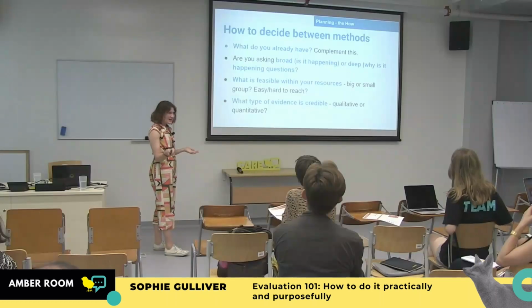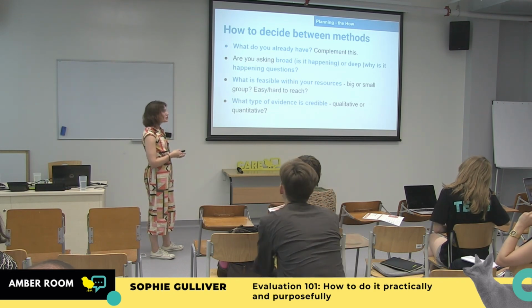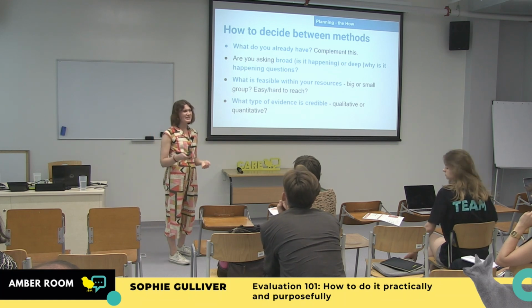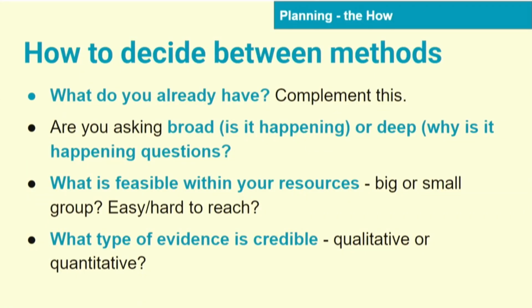So when you're deciding between these methods, we've already talked about some of the pros and cons, but think about what you already have. If you're already doing a survey, let's not do another survey, let's go interview people. We could use that survey to figure out who to interview. That could be really cool, because then we can see that contrast between people who are high engagement, low engagement maybe, or other extremes. Are you asking broad questions? Is it happening? Or are you asking deep questions, why is it happening?